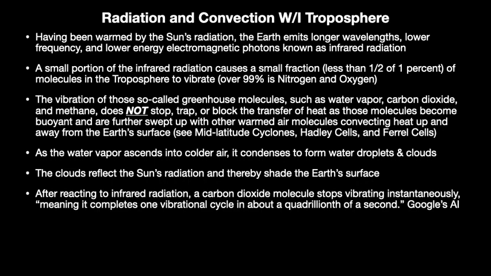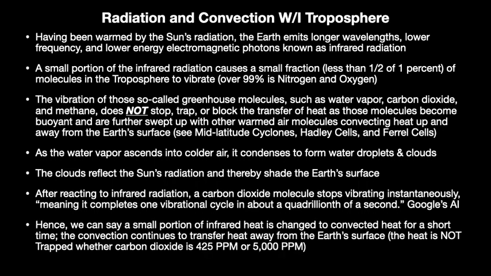After reacting to the infrared radiation, a carbon dioxide molecule stops vibrating instantaneously. And according to Google's artificial intelligence, that means it completes one vibrational cycle in about a quadrillionth of a second. That's pretty instant. Hence, we can say a small portion of the infrared heat is changed to convected heat for a very short time. The convection continues to transfer heat away from the Earth's surface. The heat is not trapped, whether carbon dioxide is 425 parts per million parts or 5,000 parts per million parts.